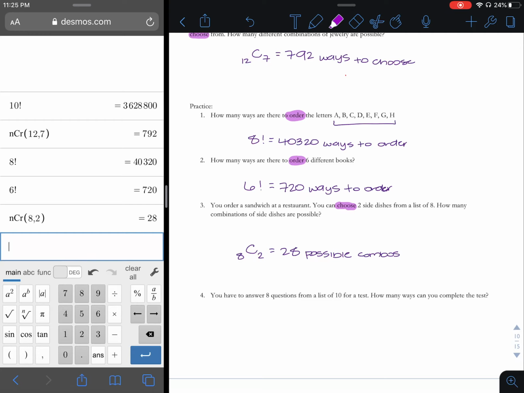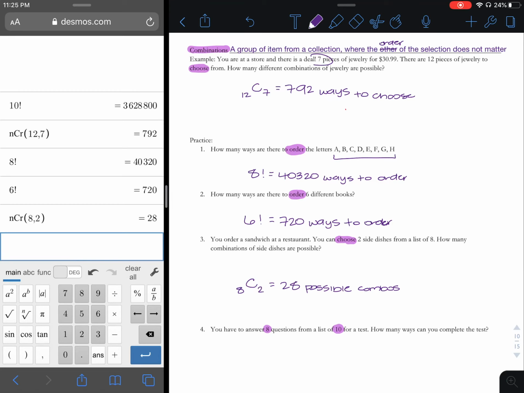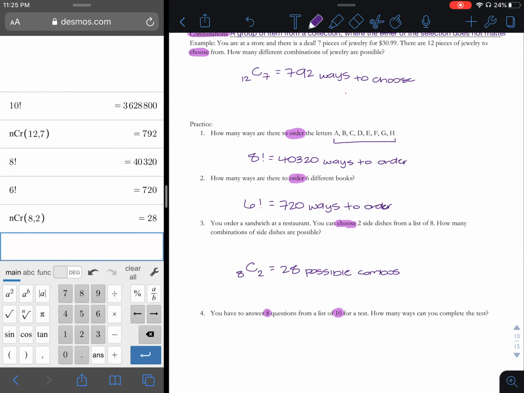However, because I want 8 questions out of 10, which is similar to 2 sides out of 8, or 7 pieces out of 12, in this case we are talking about a combination. So again, see here, my bigger number, which is 10, goes on the left side. My smaller number goes on the right.